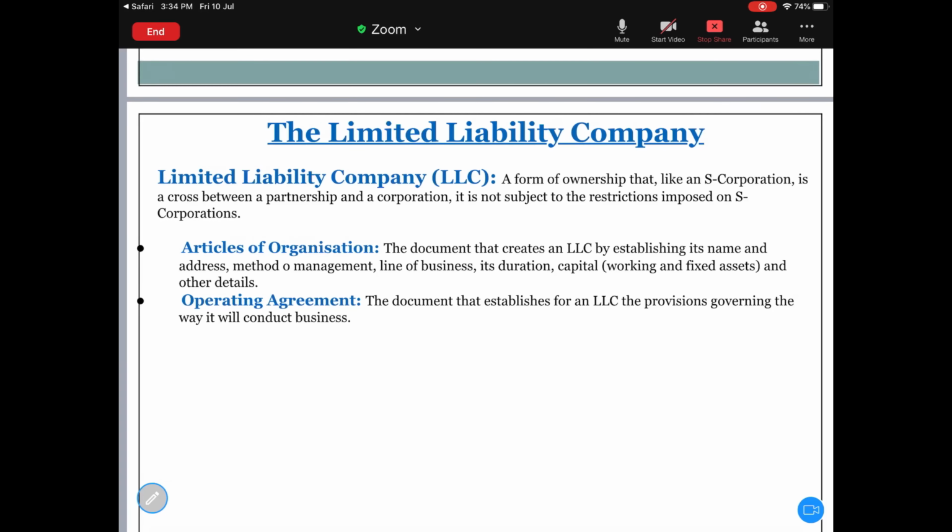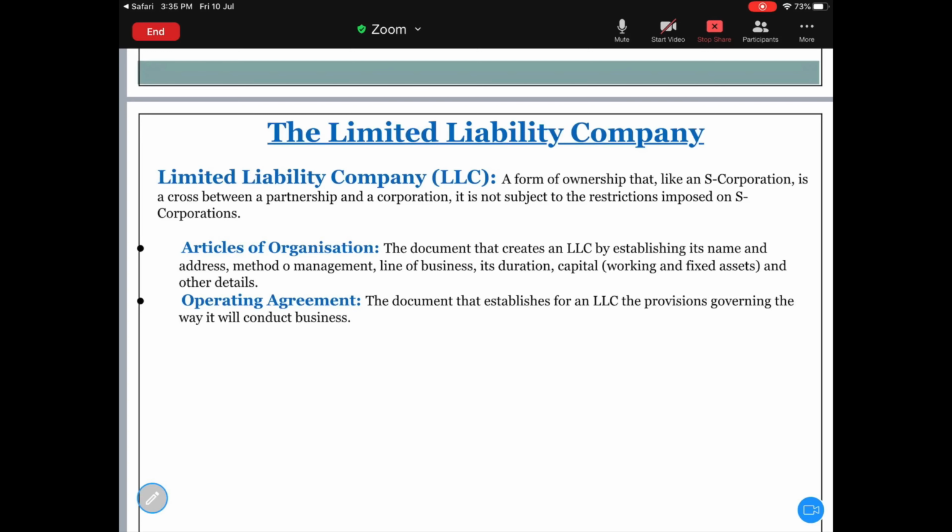The articles of organization is actually a document that creates an LLC by establishing its name, address, method of management, line of business, its duration, and capital. Capital means working capital as well as fixed assets and other details. So, in the articles of organization, a limited liability company writes down all the details which are required for establishing a company.